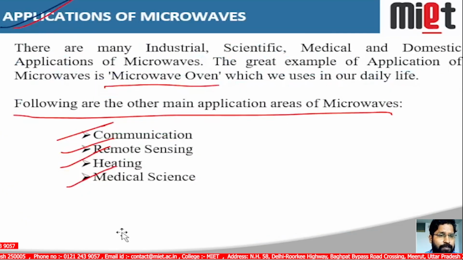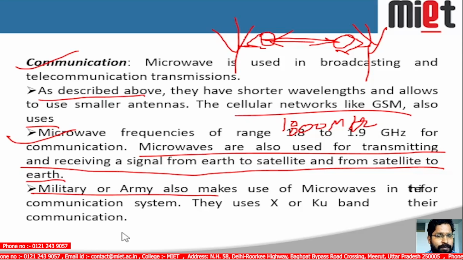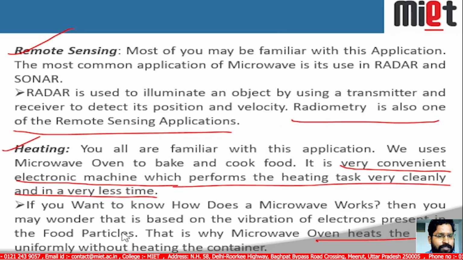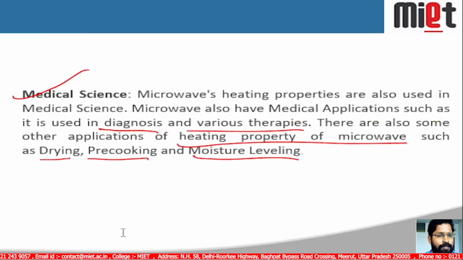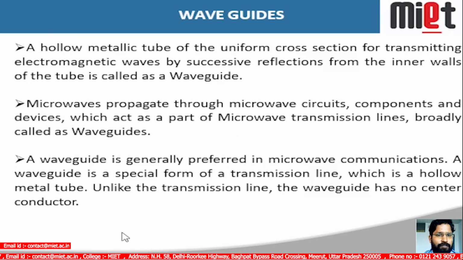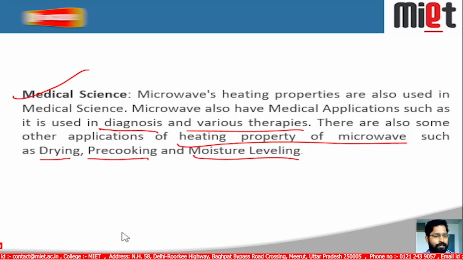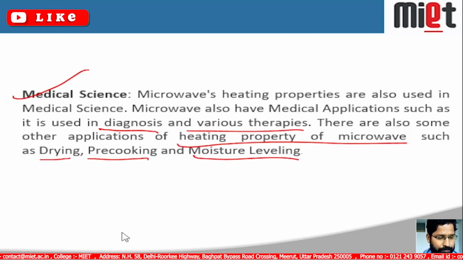After that, we discussed the applications of microwave. There are different types of applications: communication, military, remote sensing, heating, and medical sciences. In the next class, we will discuss the waveguide. There are different types of waveguide used for different applications. Thank you.